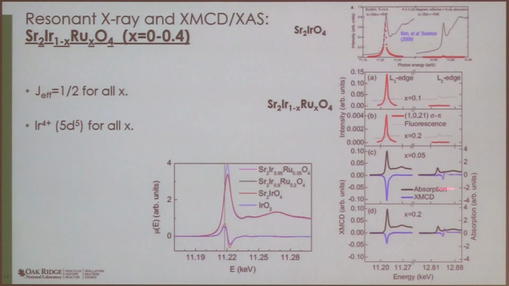We performed absorption spectroscopy and XMCD to get a little bit more quantitative information on the J effective state, to see that it's still present. We looked at X-ray absorption spectroscopy, or XANES, where this is for 0.05 doping of ruthenium, 0.2, the pure compound, and a standard iridium oxide. You can see that the position of the edge, the energy of the edge, lines up exactly, so they're all the same valence, so they're all iridium 4+.